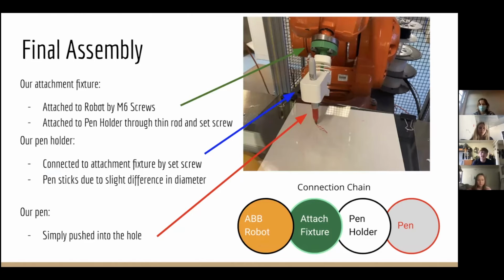We attached the attachment fixture to the robot with M6 screws that screwed into the plate on the robot, and we connected the pen holder to the attachment fixture through a set screw, as discussed earlier, to keep it in place, and connected the pen in the same way. For this project, we actually ended up not needing the set screw for the pen because the friction was enough to keep it in place. So that worked out, but in most cases, you'll probably need a set screw to prevent it from slipping out.